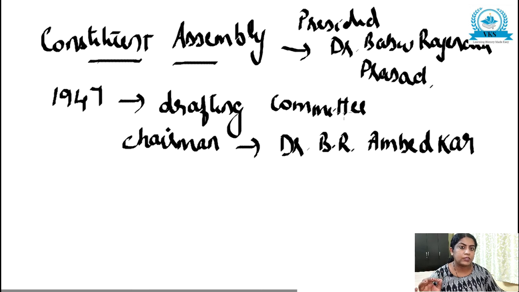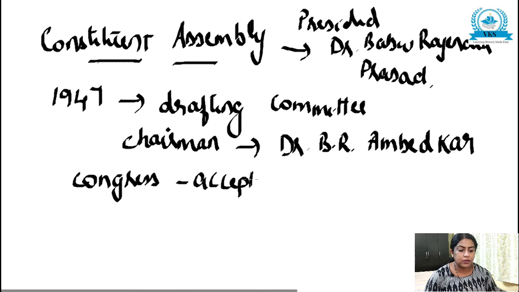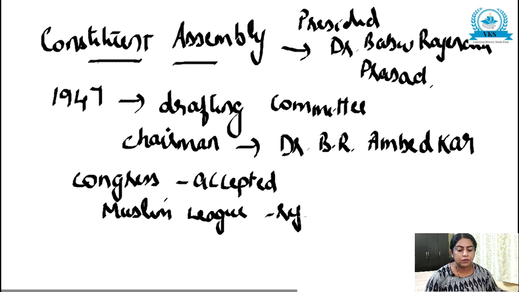Now in 1947, a drafting committee was set up by this Constituent Assembly for framing a constitution. This drafting committee's chairman was Dr. B.R. Ambedkar. The proposal was accepted by the Congress, but rejected by the Muslim League.